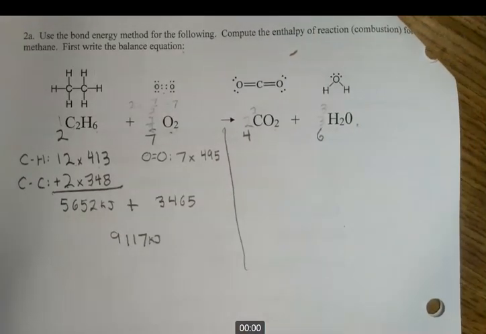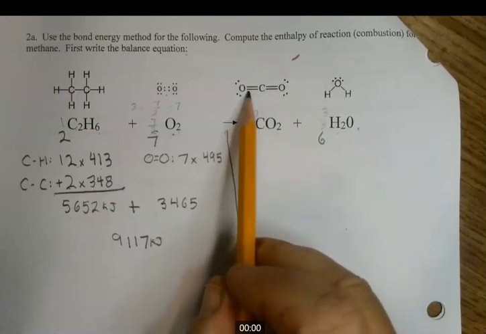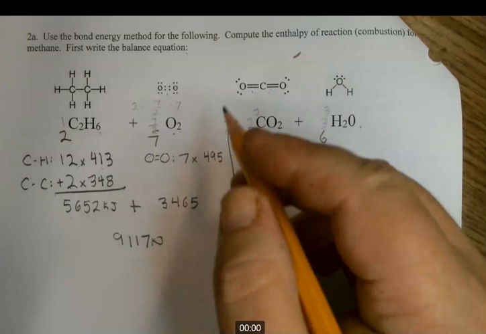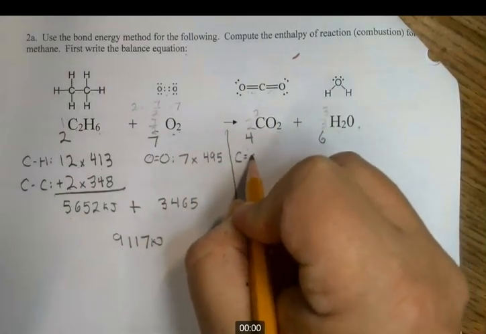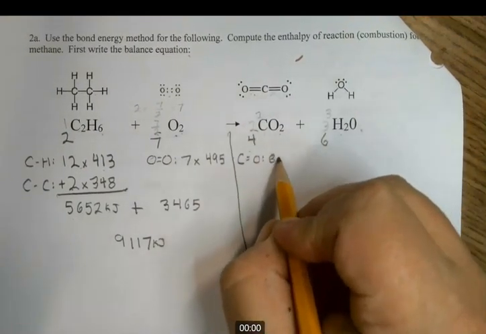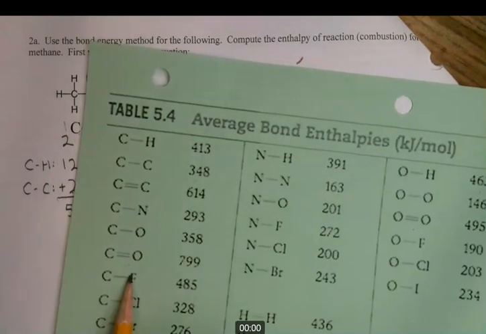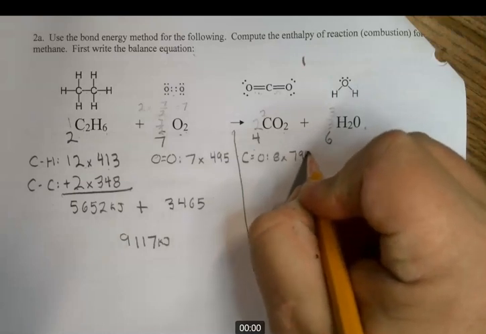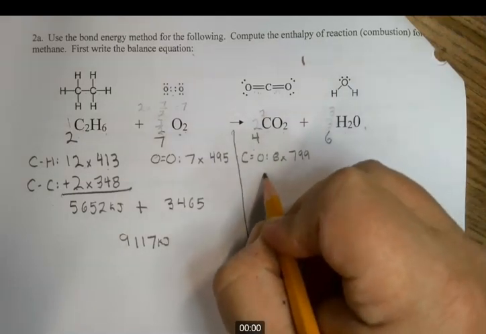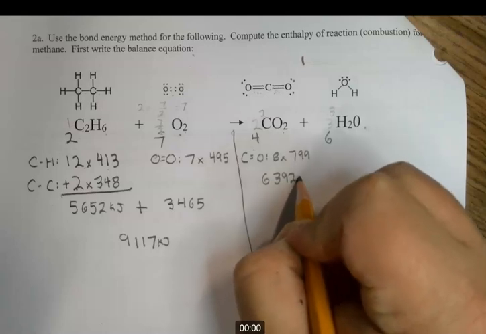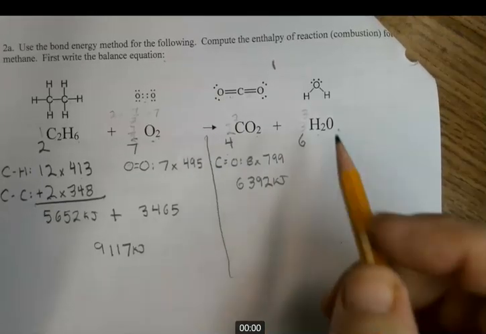product side. CO2. So CO2 has 2 double bonds between carbon and oxygen. There's a carbon-oxygen, there's a carbon-oxygen, there's 2 in each molecule. And it says you have 4 molecules. So how many different CO double bonds do you have? You have 8 in all. 2 in each molecule times 4 molecules. And we come over to our sheet here, and CO double bond is 799. So that's going to be 6,392 kilojoules. Okay, and then water.